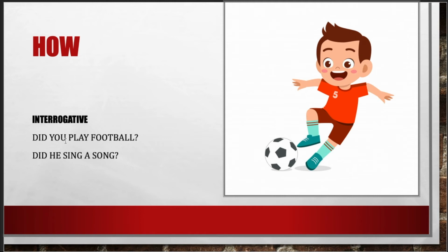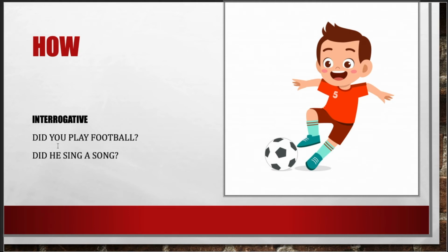Okay? Again, when we use the auxiliary, we don't change the verb, okay? And we use the question mark at the end. So the form is auxiliary, subject, verb, and complement, okay?